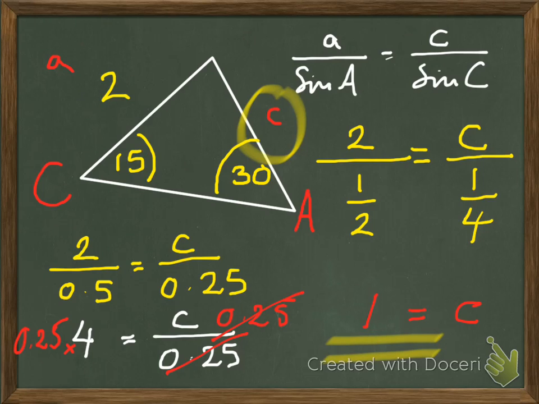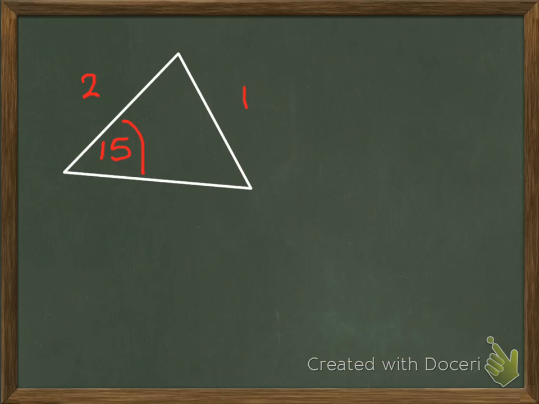Don't stress about the sine bit, it is just a number, it's just this calculation at the end. Now here's the only other way of working the sine problem, and you'll see we've got two sides and we've got the angle of 15.